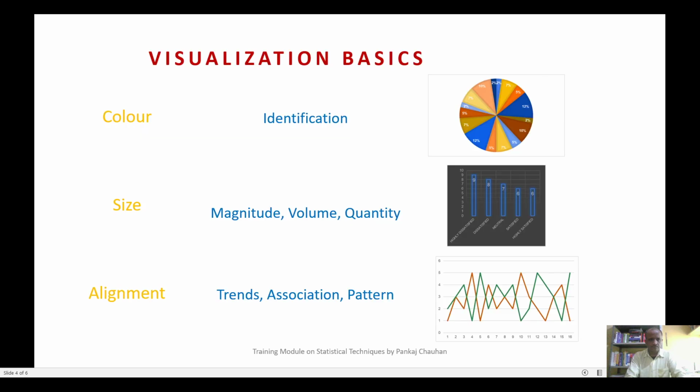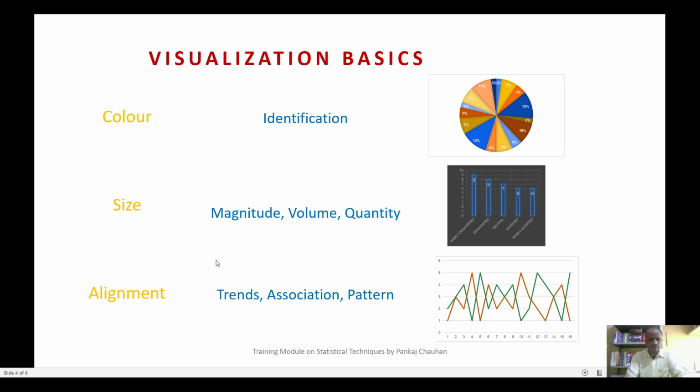Three things one should always remember about the visualization basics. Number one, colors. Number two, size. And number three, alignment. We use different colors for identification purposes. Whenever your intention is to give some sort of identification to a particular category, we use different colors. Likewise, if the intention is to show the volume, quantity or magnitude of something, definitely the size we are going to measure, we should use these kinds of bars.